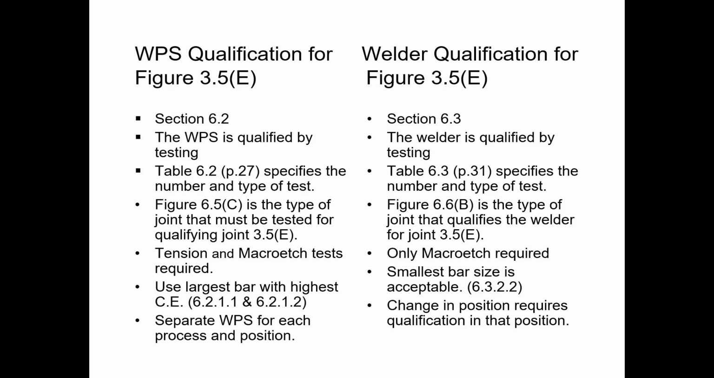And just some basic truths about each of these. The WPS is qualified by testing. So someone has made this joint, tested it, knows what the strength of the joint is based on rules of thumb found in the steel code, and it's been certified. There's a table also on page 27 of that code that specifies the number and type of test that has to be performed, and we'll show an example of that. Figure 6.5C is the type of joint that must be tested for qualifying it. There are these tension and macroetch tests that are required.